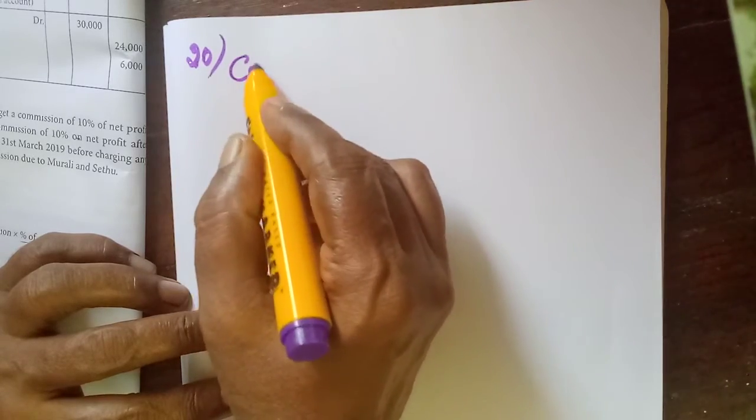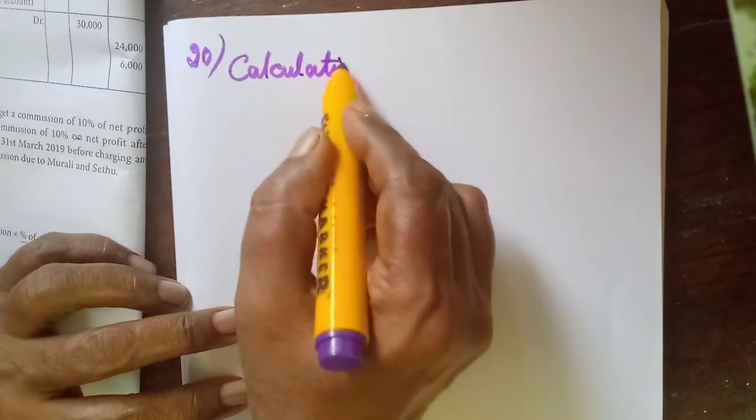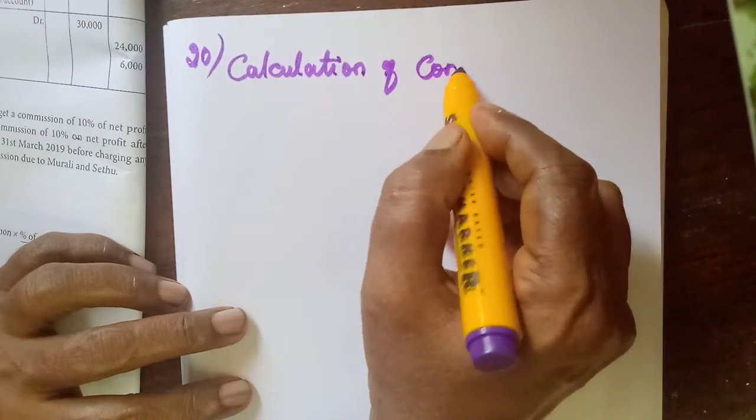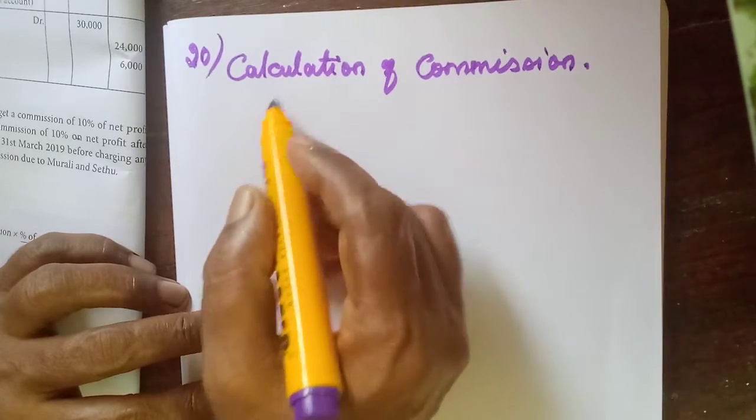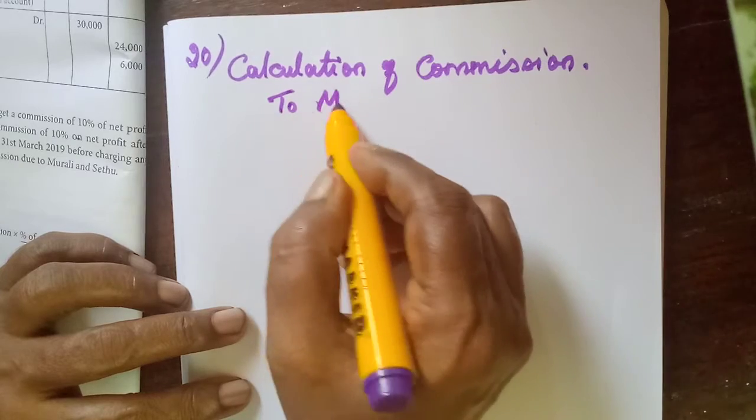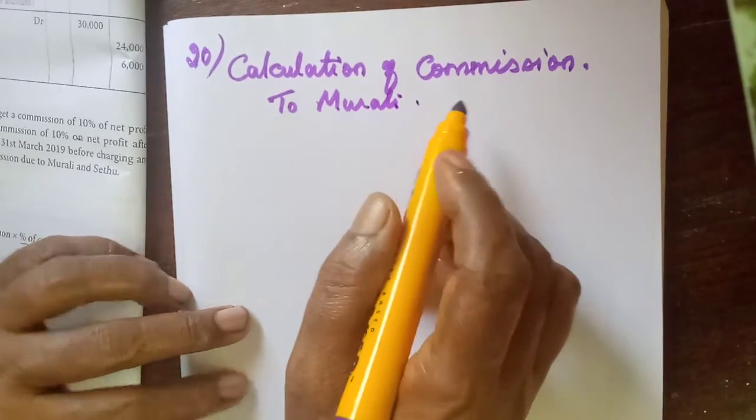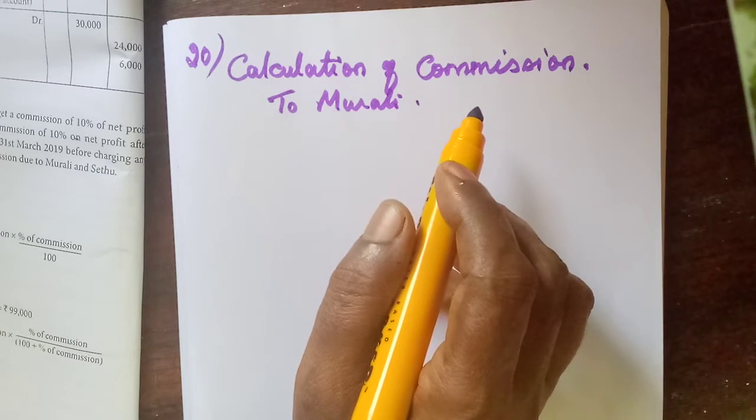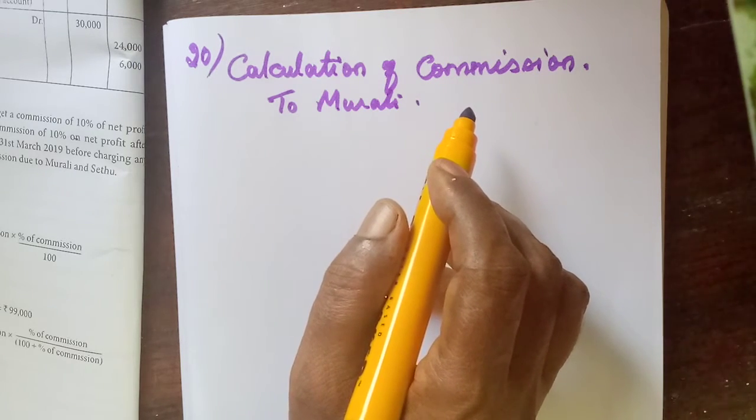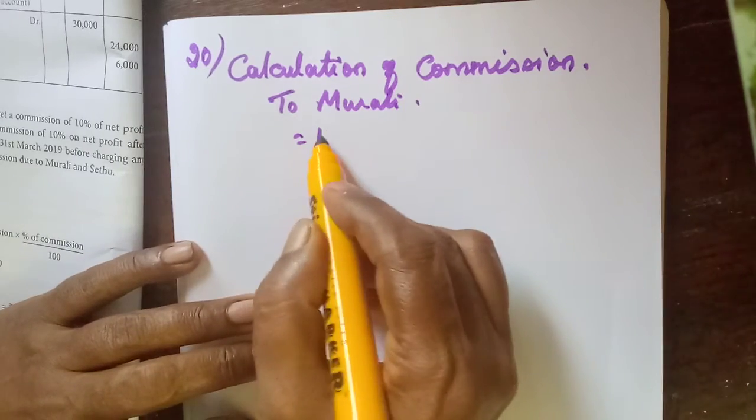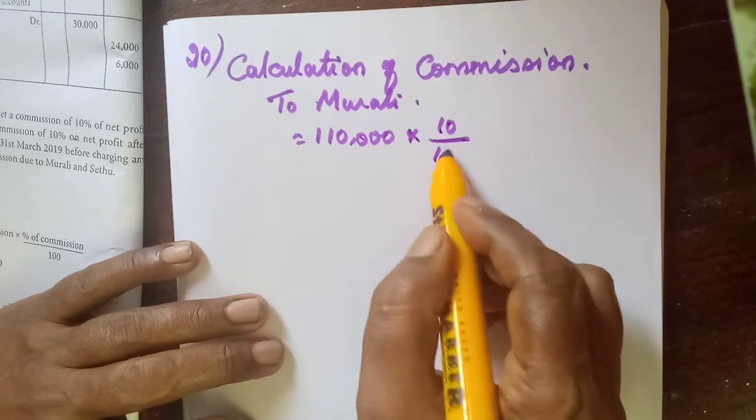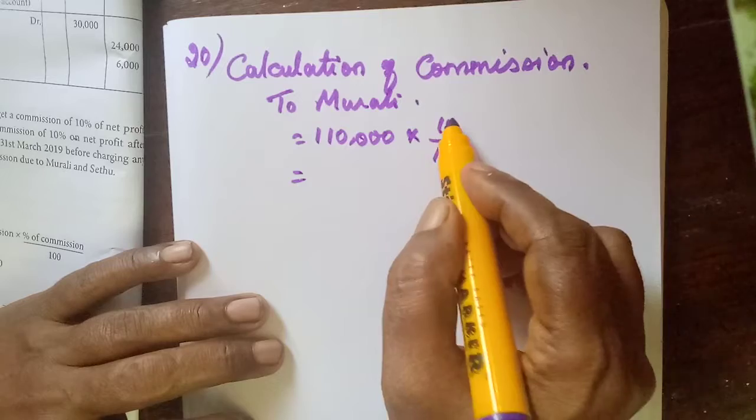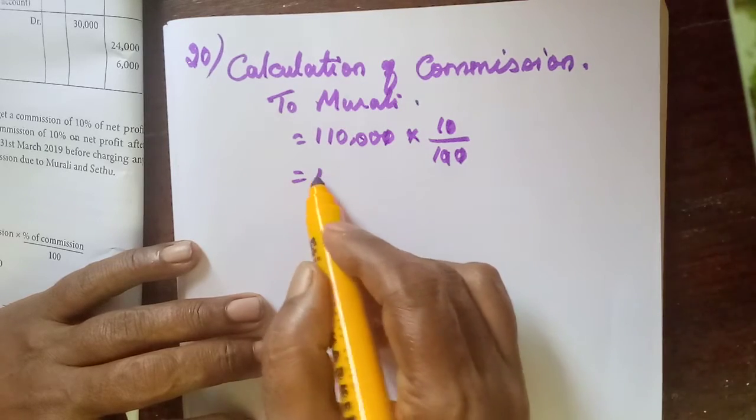Illustration 20. Calculation of commission. First to Murali. What is given? 10% before charging any commission. So 1,10,000 into 10 by 100. So 11,000.